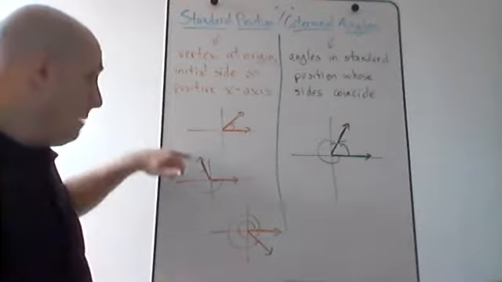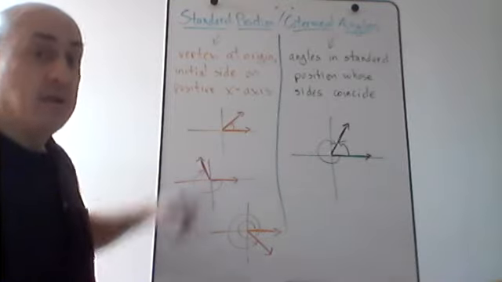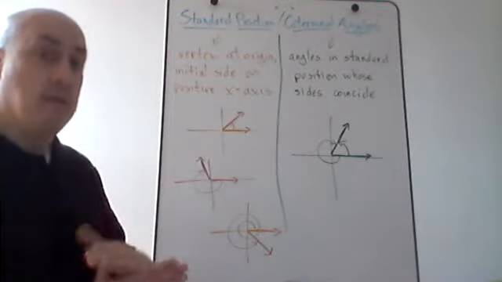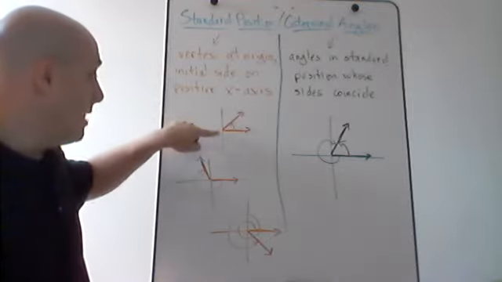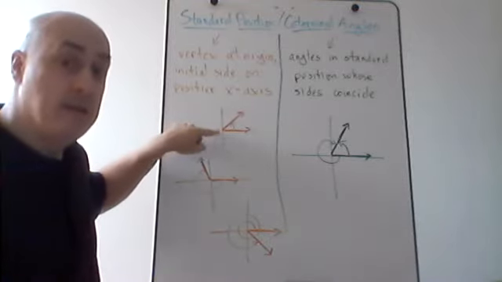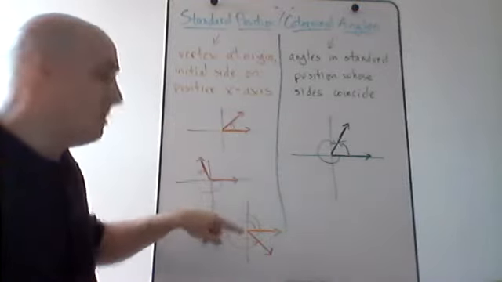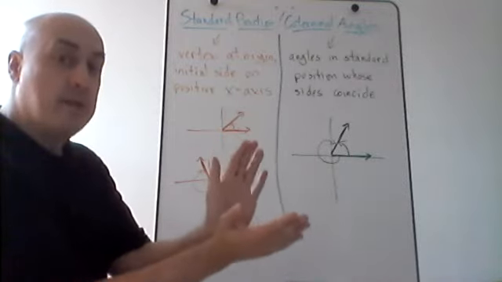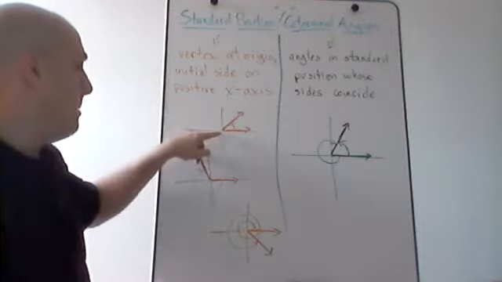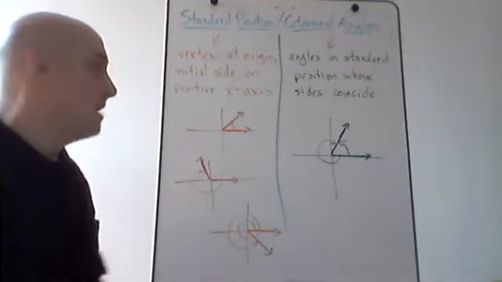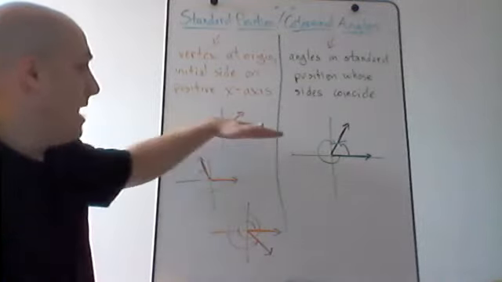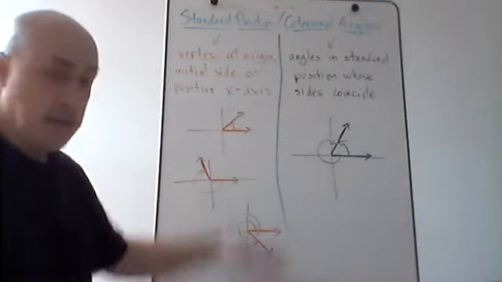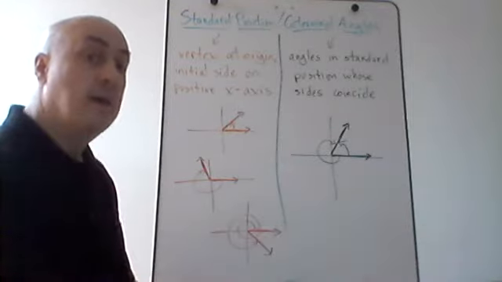Up here we have three examples of angles that are in standard position. They're all in the XY plane. The origin, where the x and y axes meet, is where we have the vertex of each angle. Remember, the vertex is the point where the two rays that make up the angle intersect, the point they share in common. So the vertex is at the origin, and the initial side is on the positive x-axis, meaning the axis that moves off to the right.